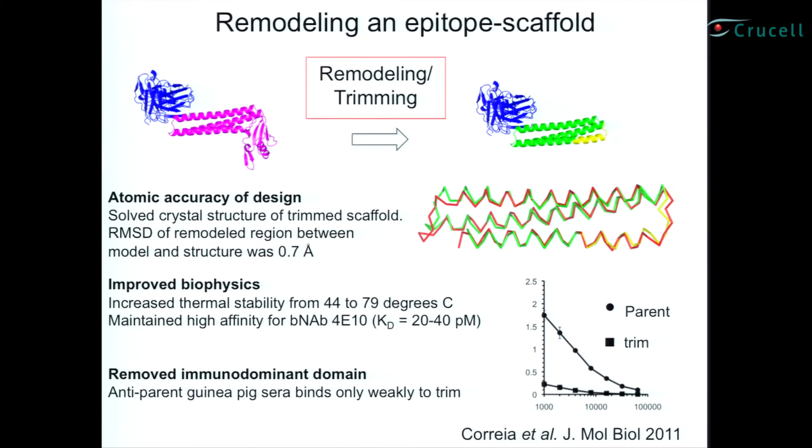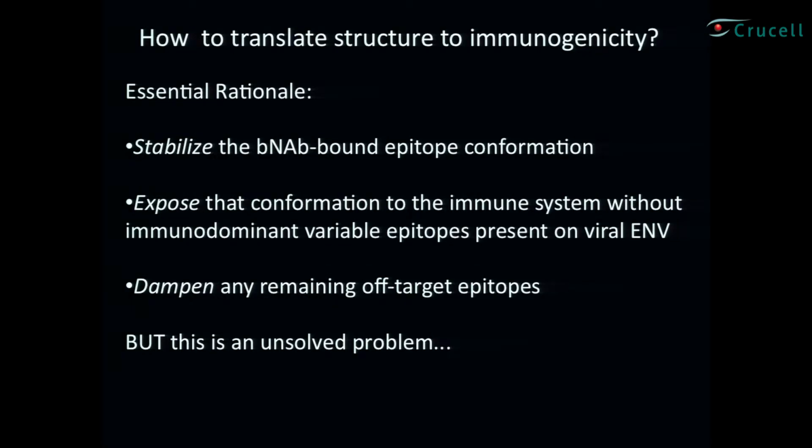But one of the coolest things was we had guinea pig sera that had been elicited by the parent protein. And if you put the TRIM on an ELISA plate and you ask, does the guinea pig sera bind to the TRIM, it binds very well to the parent, but it binds much less well to the TRIM. So it does look like in this case, by eliminating this domain, we did eliminate an immunodominant domain. And so we're working on immunizing with these molecules to see if they can increase the response to the 4E10 epitope.